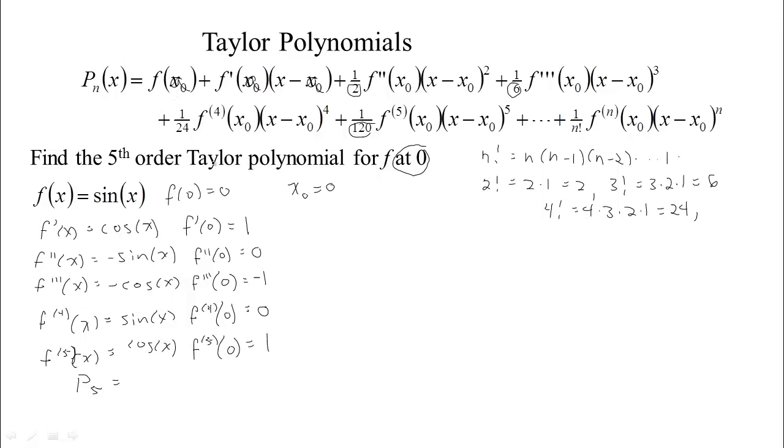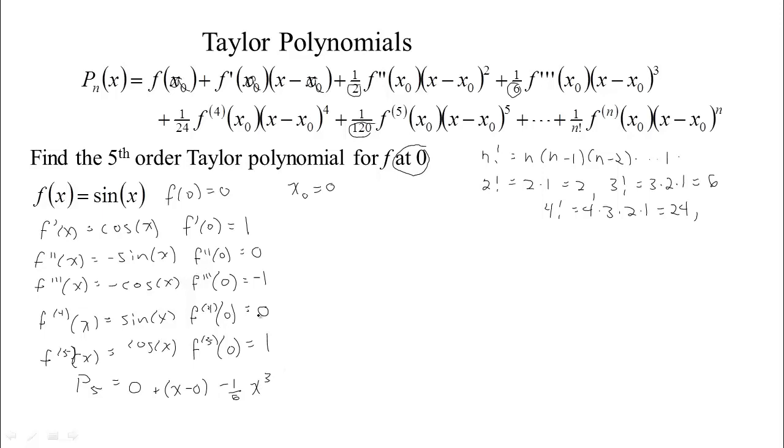So if we put this together to find p5 for our function, we're going to have the function at the center point, right? F at x naught, we figured out, is 0. And the first derivative is 1, so we get plus x minus 0. And then the second derivative was 0, so this term doesn't even show up, right? And then the third derivative was negative 1, so we get negative 1 times 1/6, right, from the formula. 1/6 times negative 1 would be negative 1/6 times x minus 0 cubed. X minus 0 is just x, right?